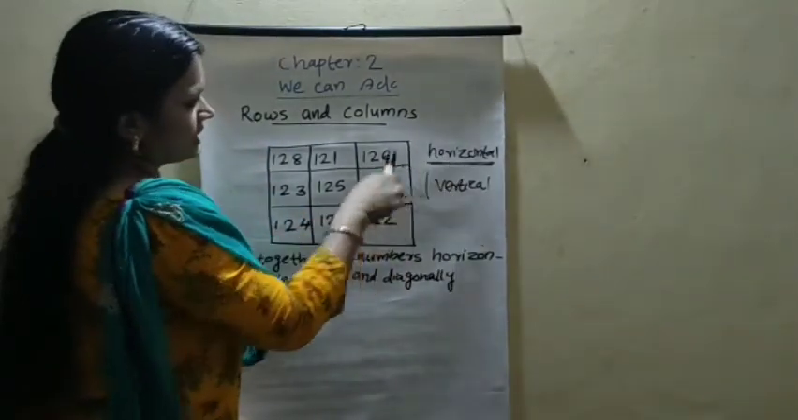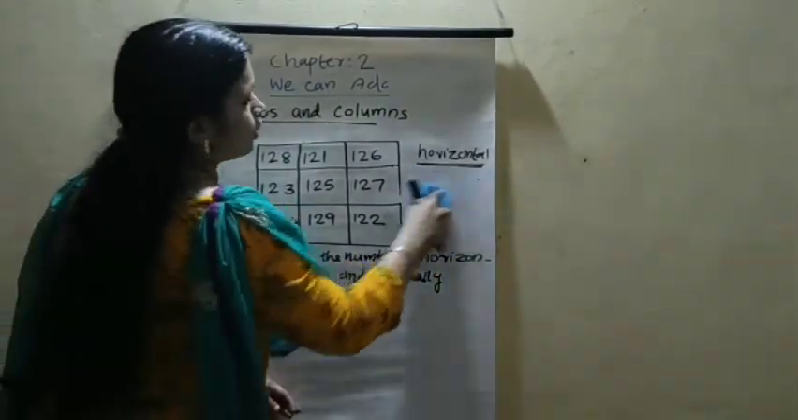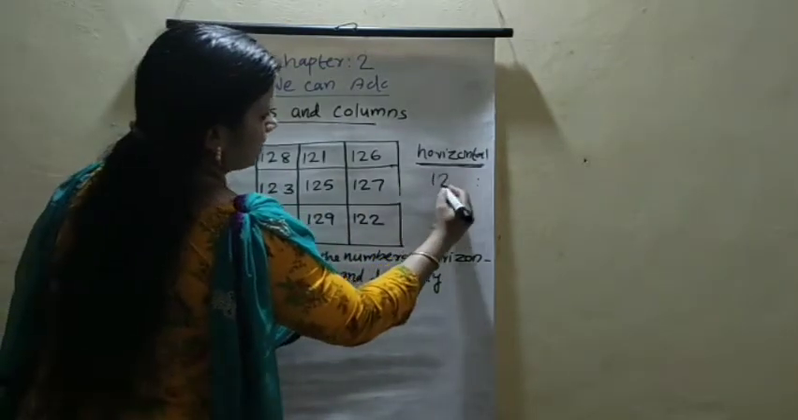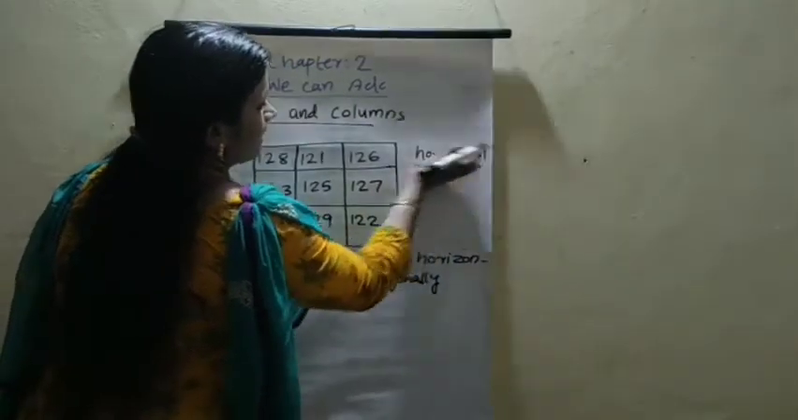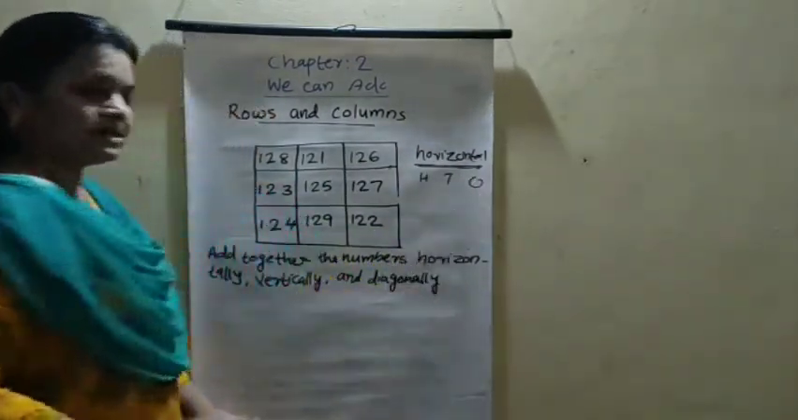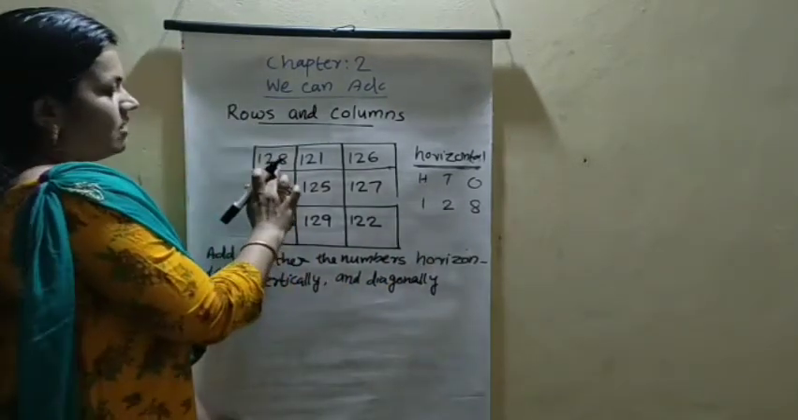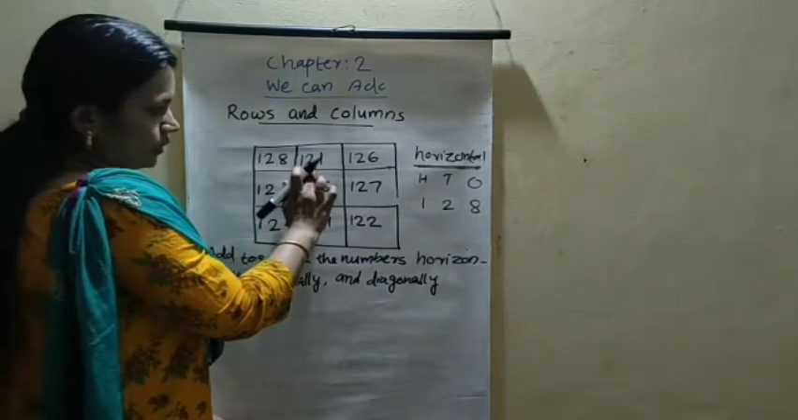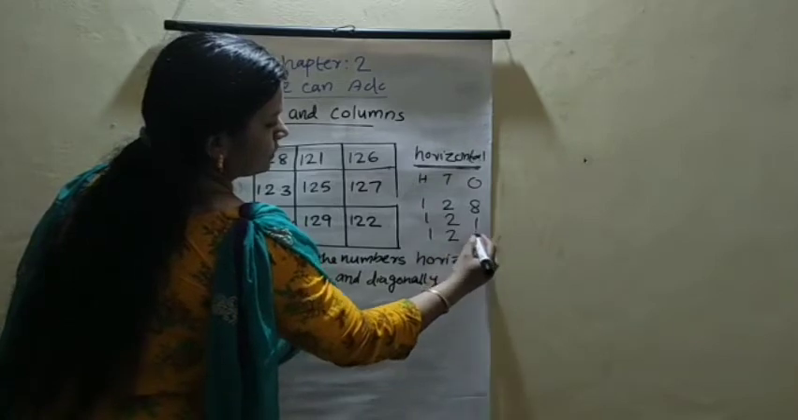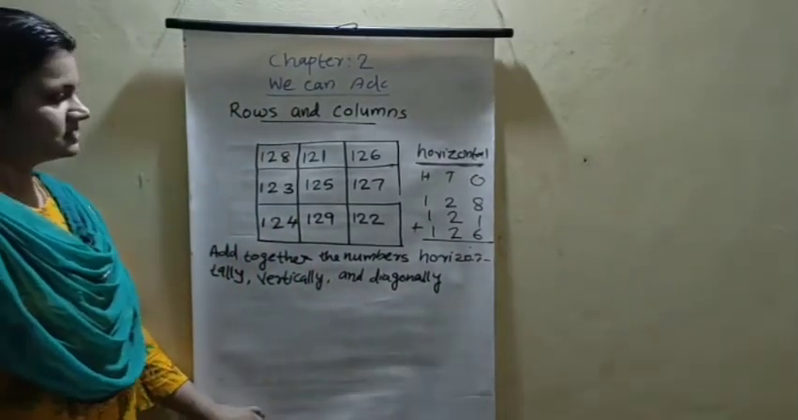First of all horizontal, second one is vertical. First we are writing the numbers horizontally. 128 plus, first of all, this is a 3-digit number, so we are writing hundreds, tens, ones. So we can write 128 horizontally. 128, 121, 126. Add these numbers.